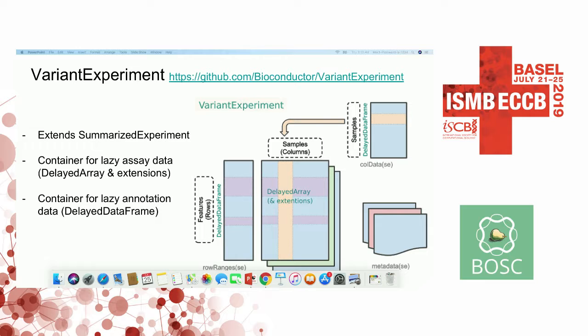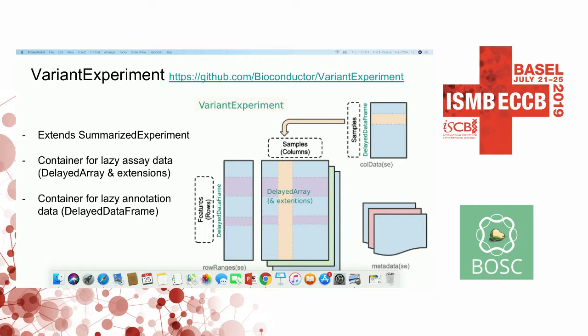The other two components of SummarizedExperiment are the two annotation files: the row data, the annotation about your features, and the column data, an annotation file for your samples. And there's a metadata on this corner, which means it is an R list, so you could put anything related to your assay or experiments here. These are the common things between SummarizedExperiment and VariantExperiment.